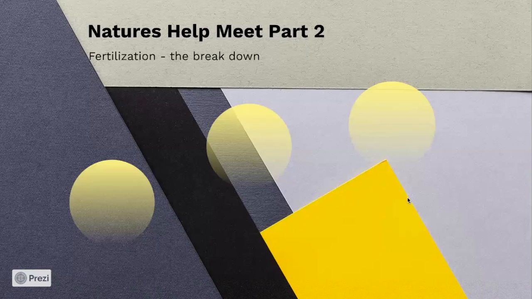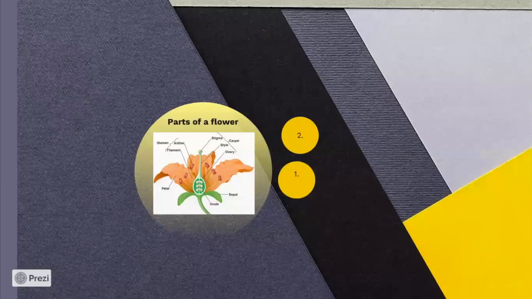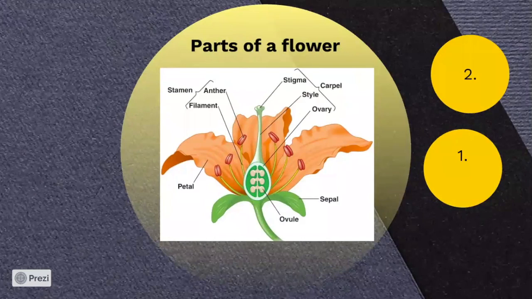All right. So now that we are awakened, we are grateful, we have shared our gratefulness in the comment section, let's talk about fertilization. Before we talk about fertilization, we are going to dig into the different parts of a flower because we need to remember the functions and the different parts so that we are able to correctly identify what is happening during fertilization in different parts of the flower and how they all play a part with each other.